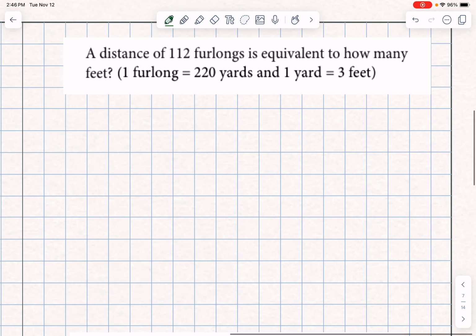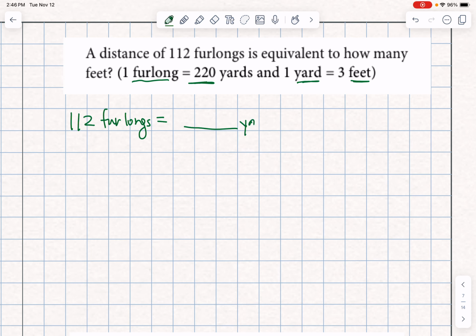Another problem here: a distance of 112 furlongs is equivalent to how many feet? They gave you that 1 furlong is equal to 220 yards and 1 yard is equal to 3 feet. So if you want to change 112 furlongs into yards, then this is big unit to the small unit. So you have to multiply. So 112 times 220 gives you 24,640 yards.